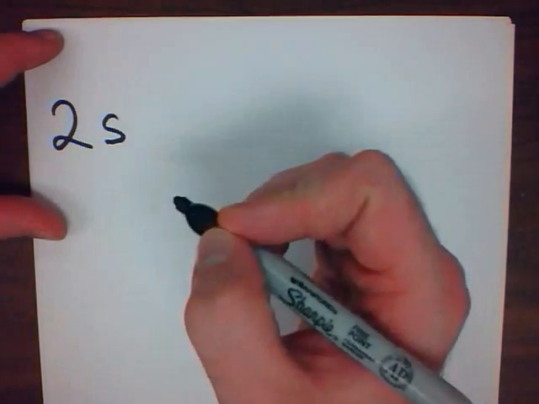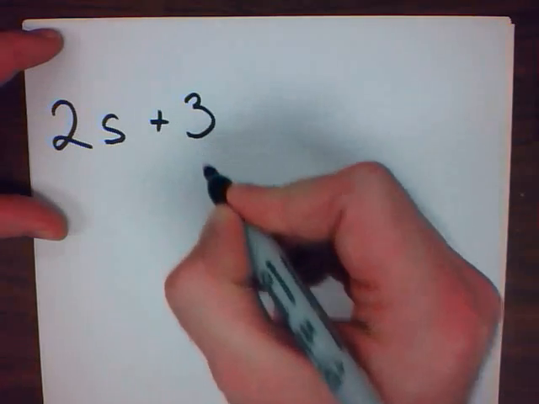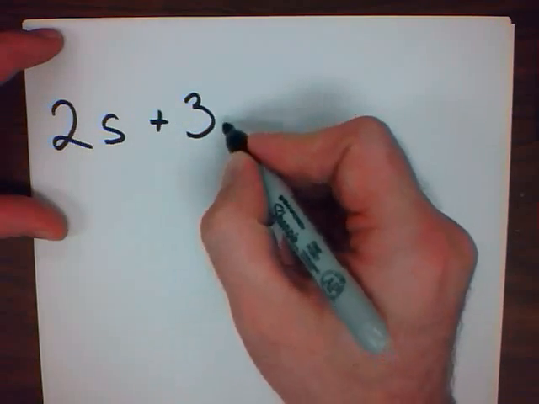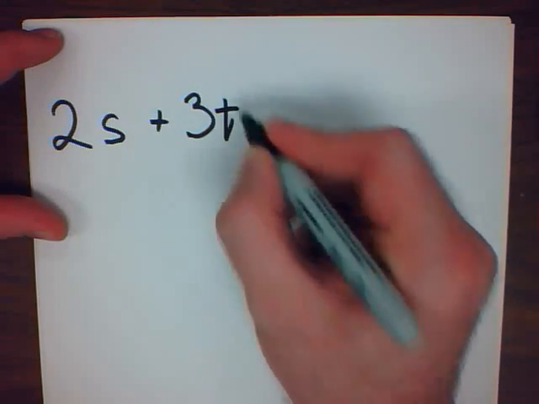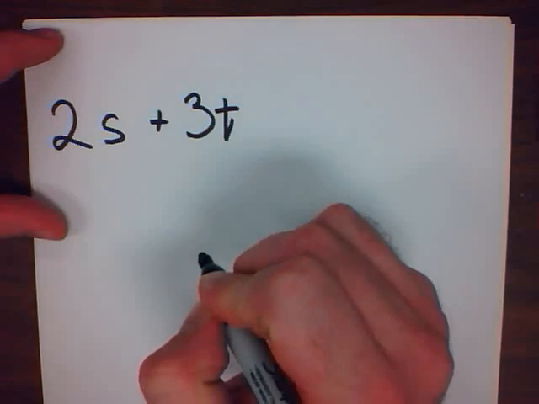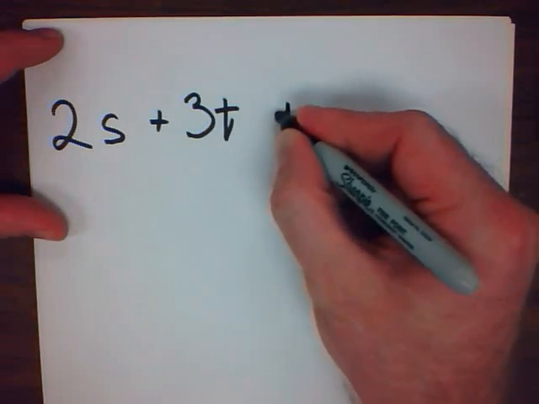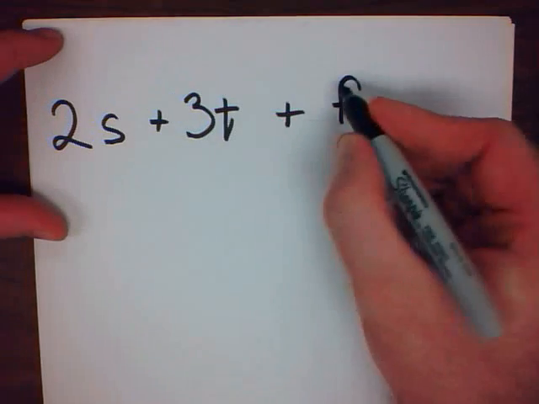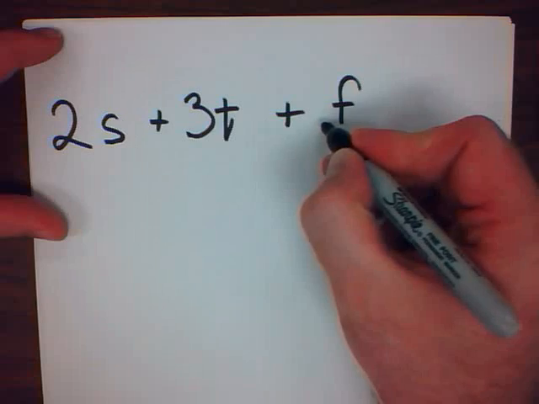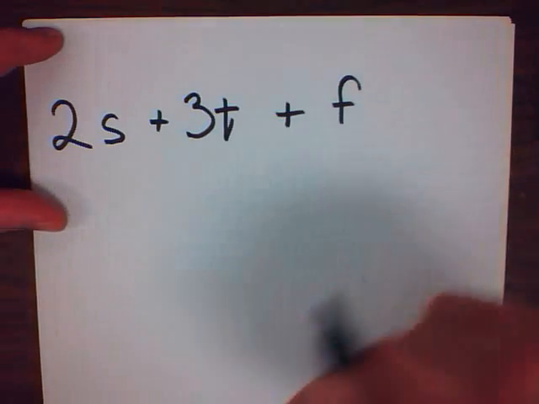Now, there are some shots in basketball that are actually worth 3 points. And for the 3-point shots, I'll use the letter T. Now, in basketball, when you take foul shots, the foul shots are only worth 1 point apiece. I could put a number 1 here, but I'm lazy. And lazy mathematicians don't put that in.